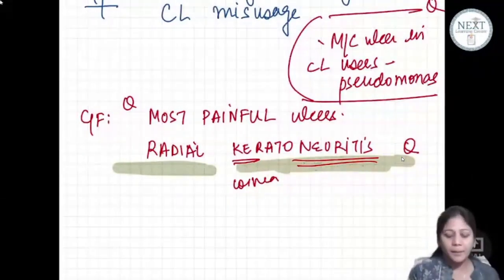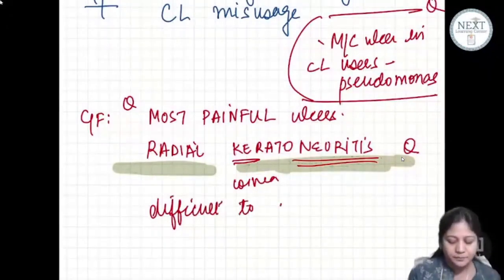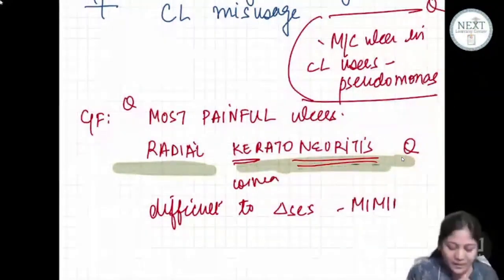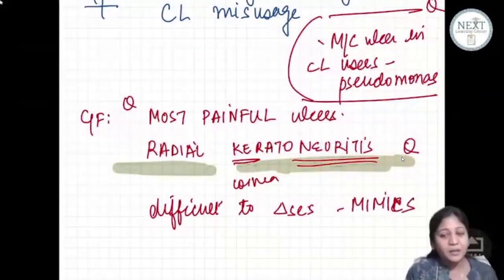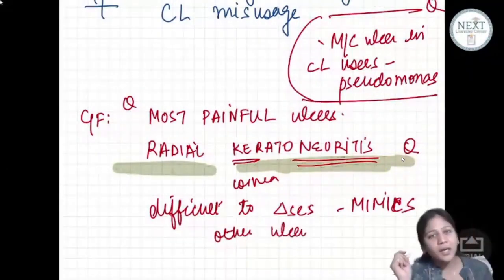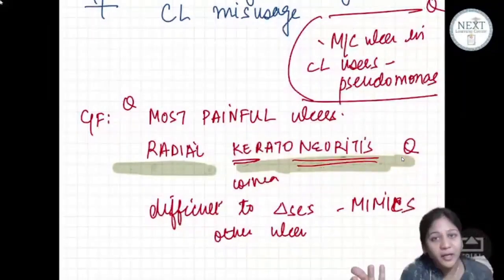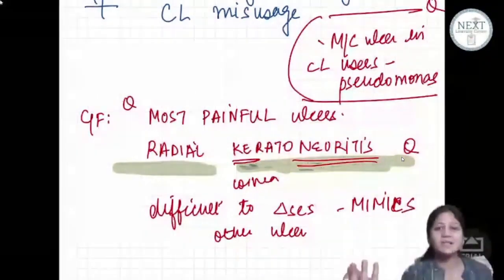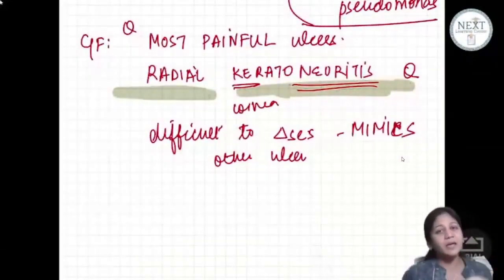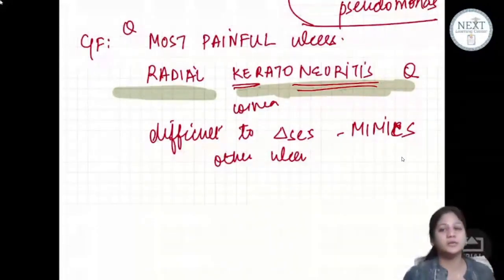ठीक है? Apart from that, this ulcer is very difficult to diagnose. Why? The problem with this ulcer is that it mimics other ulcers. मतलब sometimes it looks like a dendrite, sometimes it looks like a ring, sometimes it has an amoeboid shape, so you get confused which ulcer this is. ठीक है, कभी लगेगा कि डेंड्राइटिक है, कभी लगेगा रिंग अल्सर है, तो फंगल है. So this is a difficult diagnosis, right?